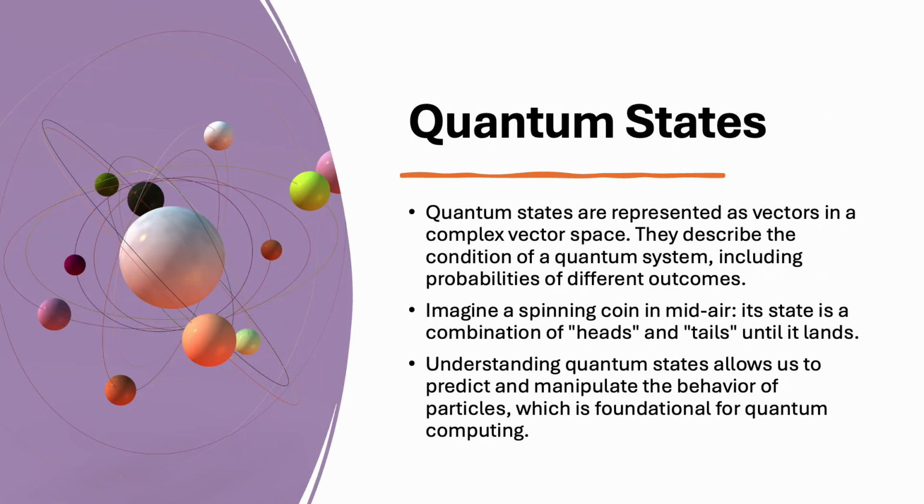Quantum states are represented as vectors in a complex vector space. They describe the conditions of a quantum system, including probabilities of different outcomes, as we discussed about the movie streaming business, and we have looked at the probabilities earlier. Imagine a spinning coin in midair, as we discussed in our previous lectures. Its state is a combination of heads and tails until it lands. Understanding quantum states allows us to predict and manipulate the behavior of particles, which is foundational for quantum computing.